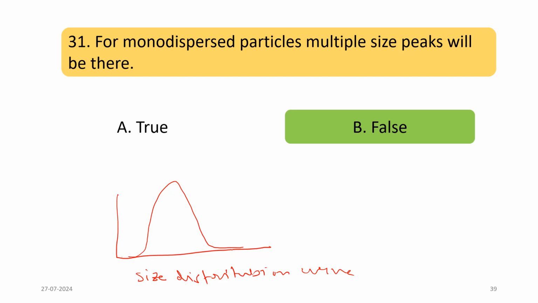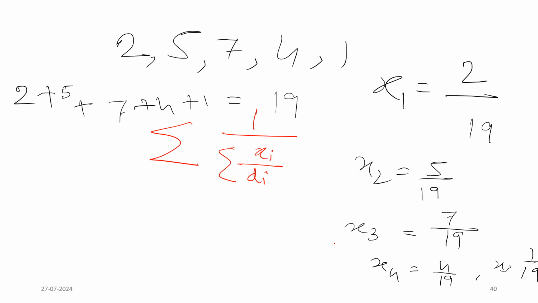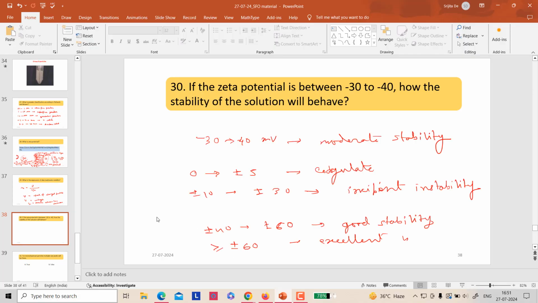Okay. If it is a polydispersed particle, it will have as many peaks. And if it is ground from some larger structure to smaller particles, it will have different kinds of peaks. Okay. So this is a size distribution curve, and it is false. So these are the questions I have discussed. Now I have another question.